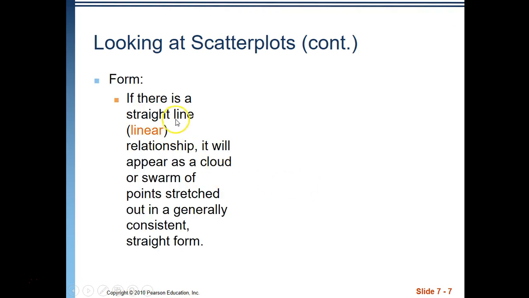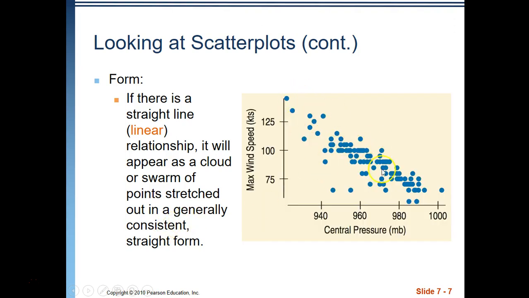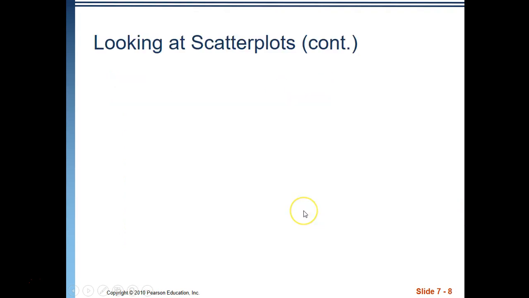So we have some forms, right? If there is a straight line or linear relationship, it would appear as a cloud or swarm of points stretched out in a generally consistent straight line. That seems like it should be linear, right? It seems like a nice little pattern. They're all kind of working their way down, right?